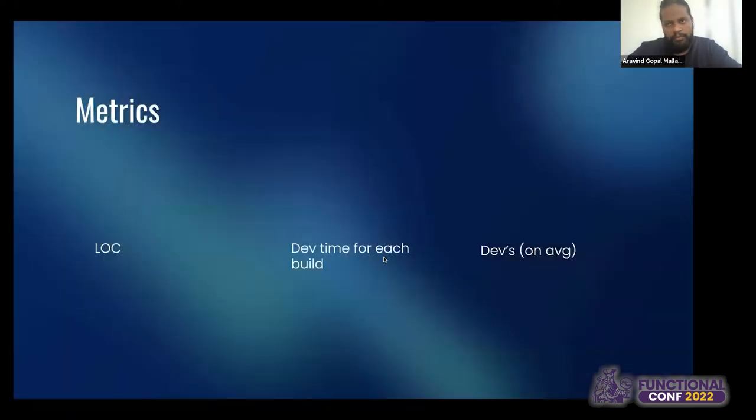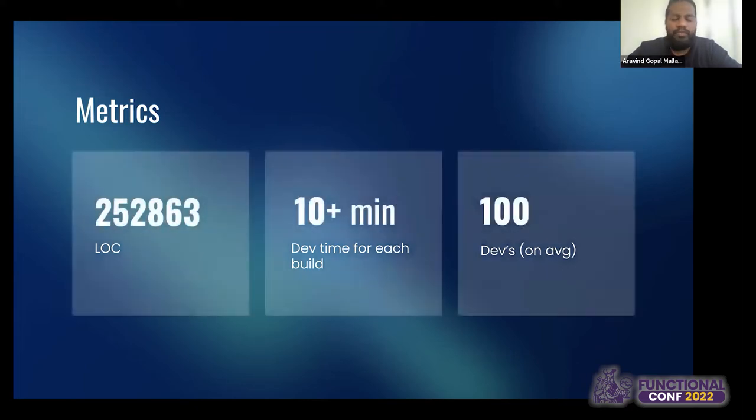This talk is mainly about the PureScript compiler in the case of incremental builds. Before going further, I'll give you some metrics at Juspay, for one of the code bases, not considering all of them. I considered one of the main code bases that we use, which handles around 5 million transactions per day. The metrics are: we have almost 2.5 lakh lines of code, and every time a developer does a build, it takes more than 10 minutes. And we have on average 100 devs working on the project in a day.